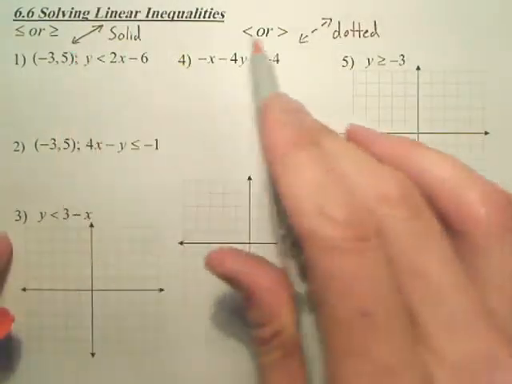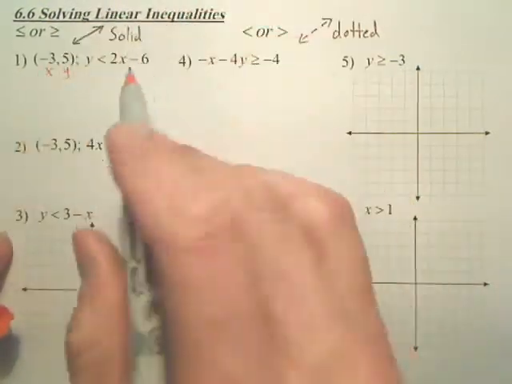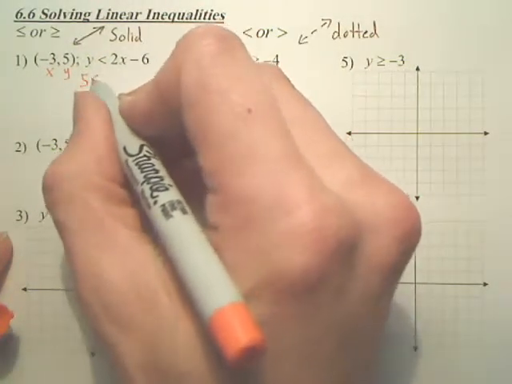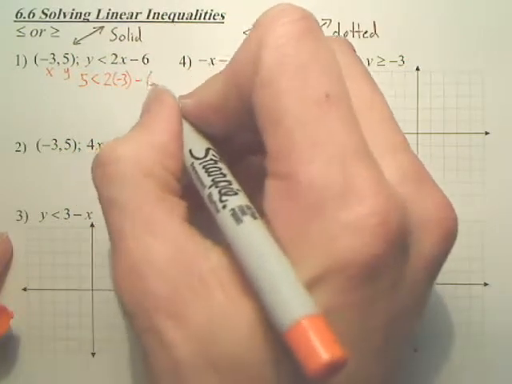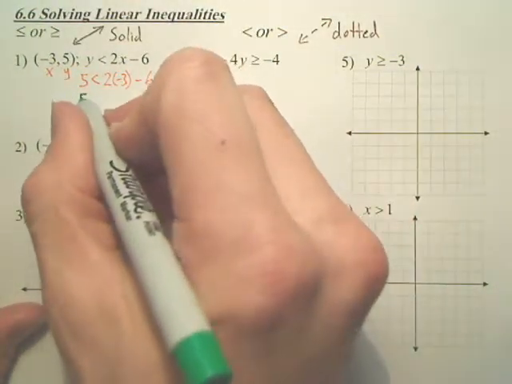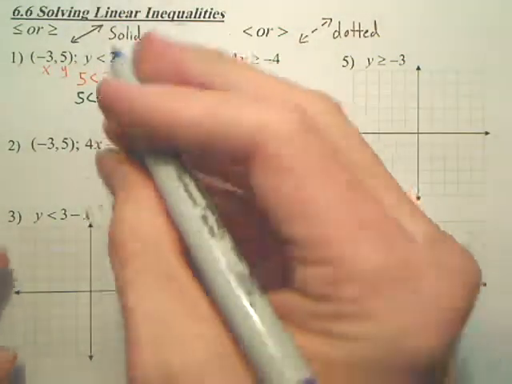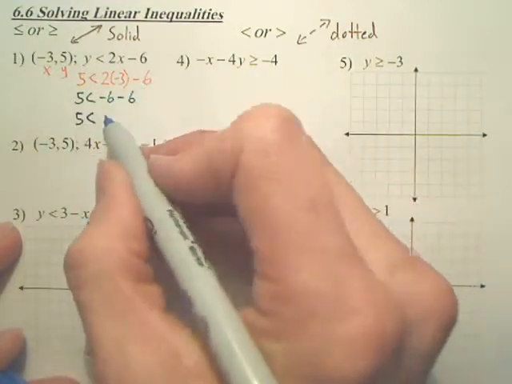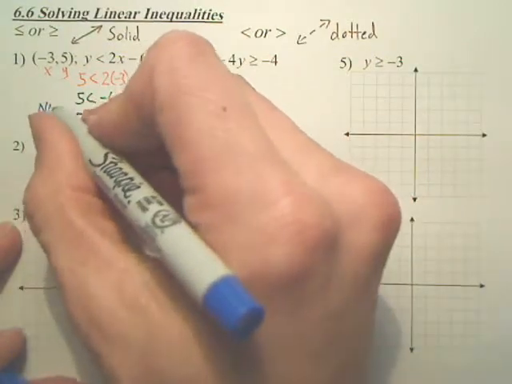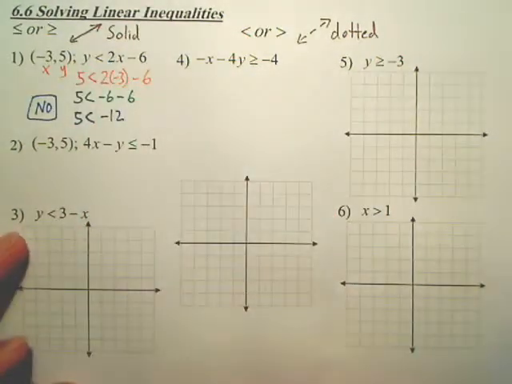But for the first two, this first piece doesn't matter. For this particular piece, we're going to plug x and y into here and see if it's true or false. For y, I'm going to plug 5. For x, I'm going to plug -3. This becomes -6, and I end up with 5 and -12. So is 5 less than -12? No. So this is not a solution to this.